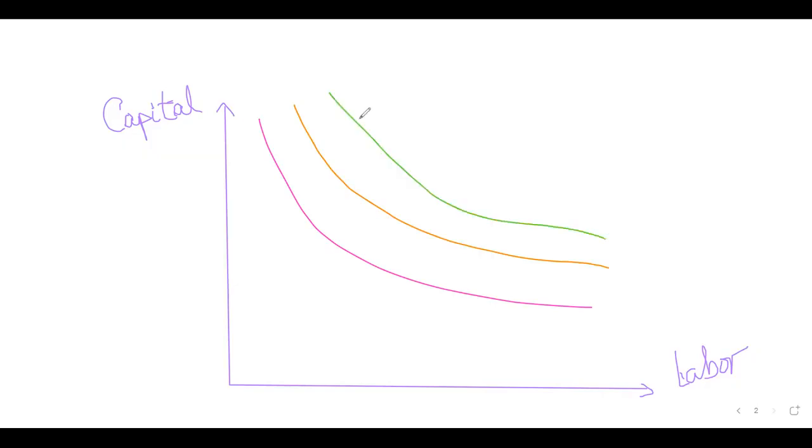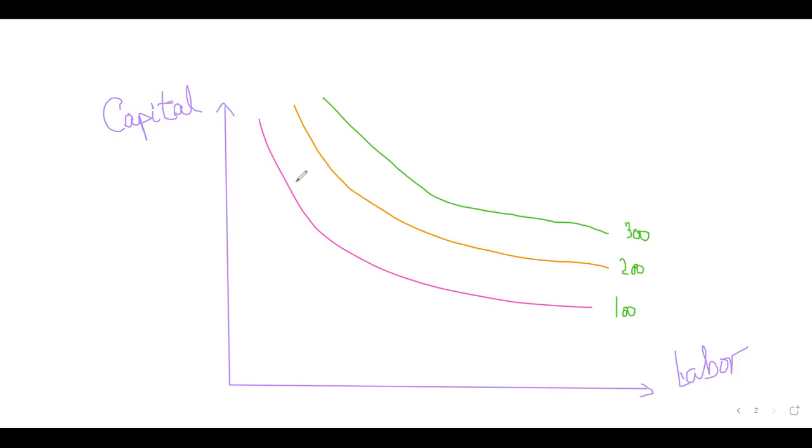Now, what is this isoquant showing you? It's just like the shape of an indifference curve, if you remember. Each isoquant will show you a certain quantity of output that can be produced. Let's say this isoquant is showing you 100 units of output. This orange isoquant is showing you 200 units of output, and this green isoquant is showing you 300 units of output.